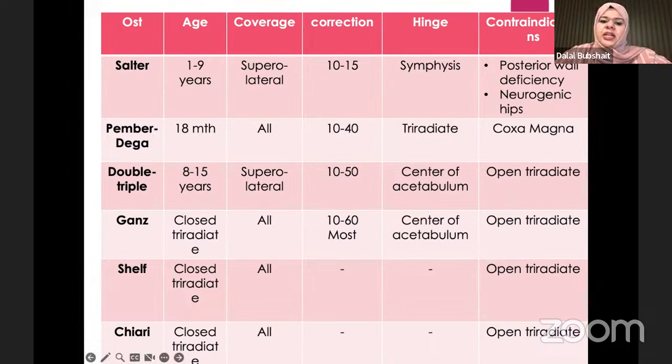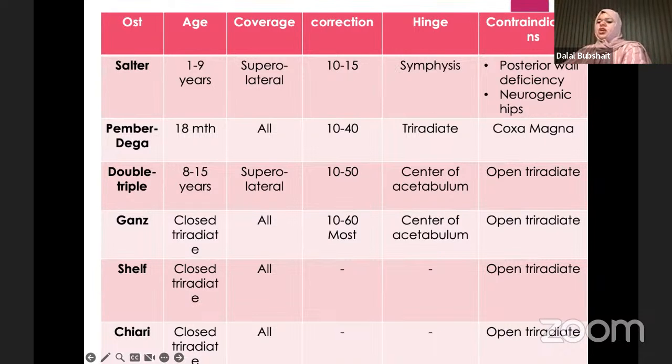Now, the degree of correction, the third column, is the acetabular index of the patient minus 25, which is the ideal acetabular index. So if you get an acetabular index of around 45 degrees and you need to correct it to 25, then you need to correct 20 degrees. Salter osteotomy can barely correct up to 15 degrees. So if you have that child, then a Pemberton or a Dega osteotomy would be preferable. And then the hinge of the osteotomy will help us.